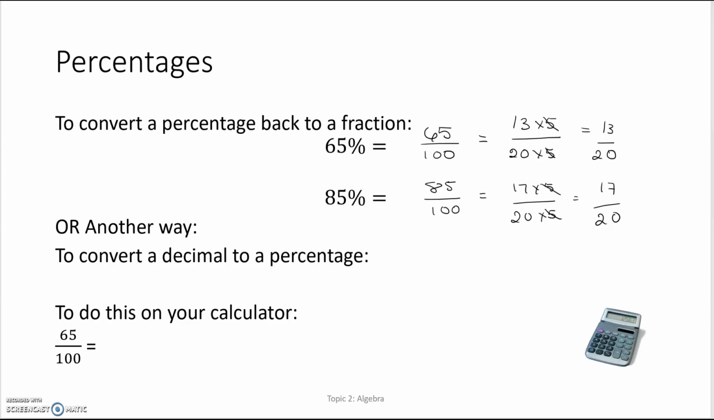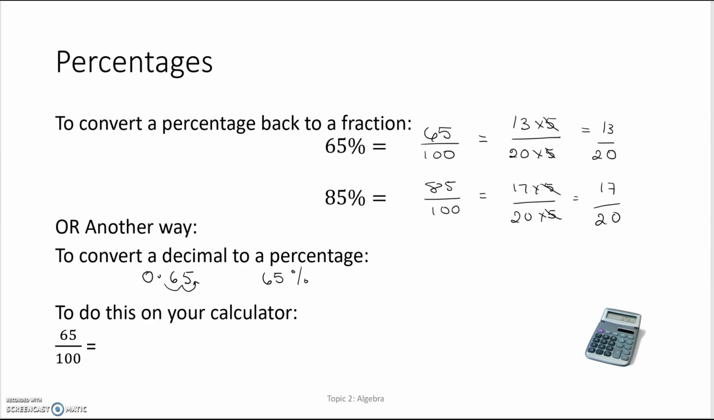Another way to do this, to convert a decimal to a percentage, what we can do is move the decimal point 2 to the right. So say we've got 0.65. So we move the decimal point 2 to the right, so 1, 2. Now it becomes 65, and we just write a percentage symbol.